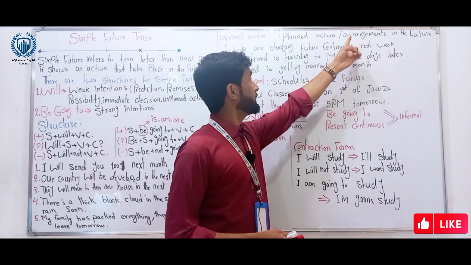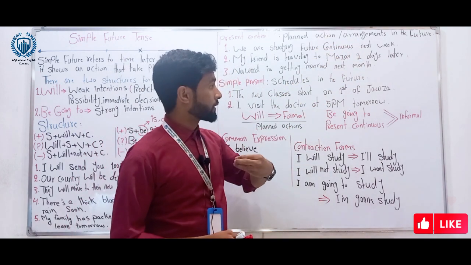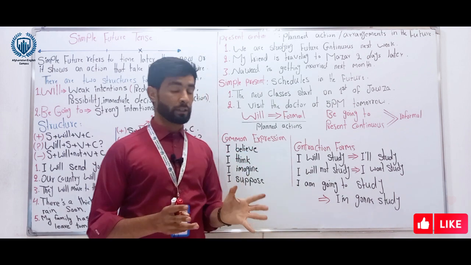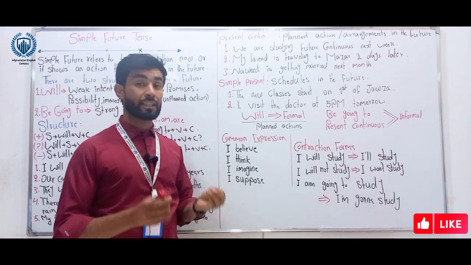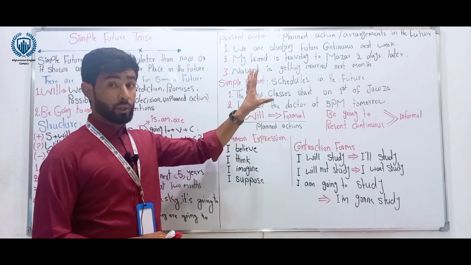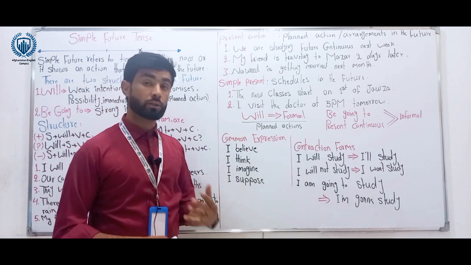It's an arrangement. It's a planned action for the next month. So it's happening. It shows a plan. It shows an arrangement. So this is the way we use present continuous tense for a future action.